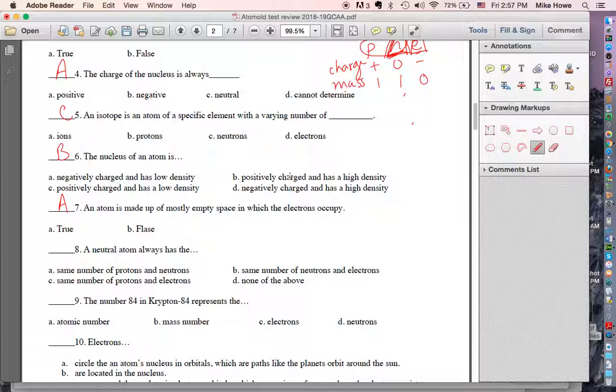So neutral atoms, back to number 8 now. A neutral atom, it always has the same number of what and what. Well, what are the things that are charged up here? The protons and the electrons are charged. So if it's going to be neutral, you've got to have even positives and negatives. So it'd be the same number of protons and electrons. That's C. The 84 in Krypton 84, and we've done that a lot, so I think you know this. That's the mass number. That's B.